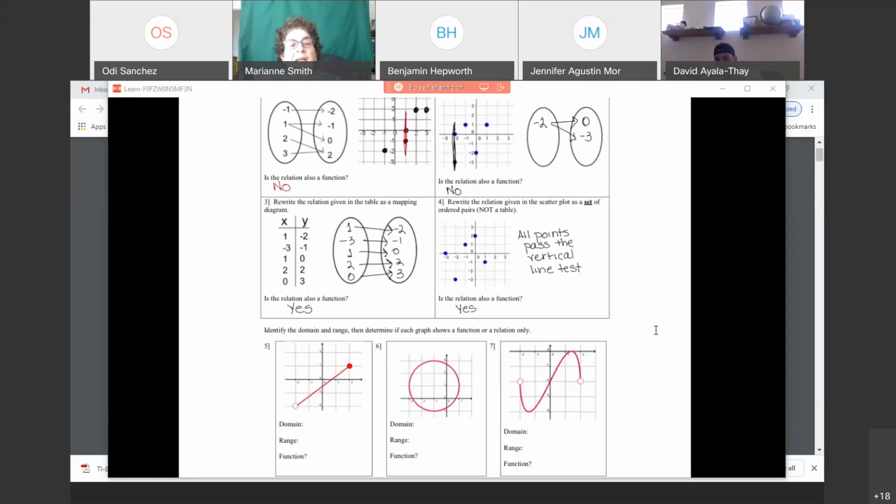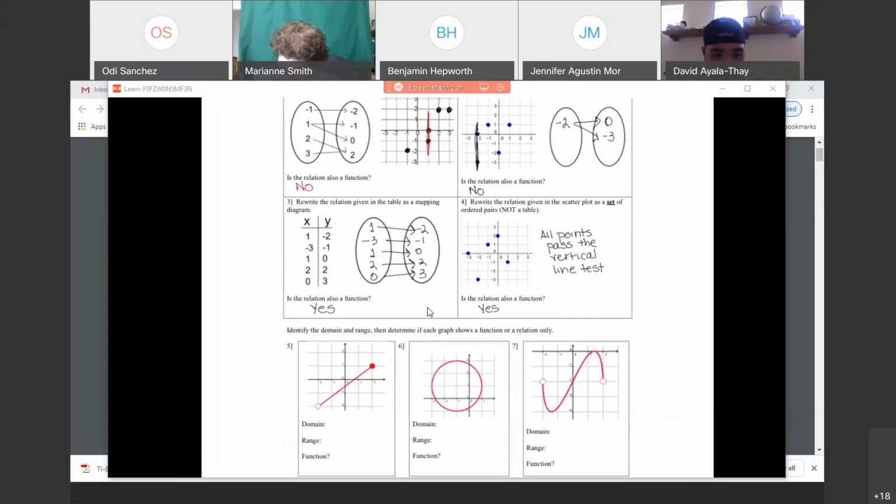Why do you say 3 is not a function, Jasmine? Oh, because 1 goes to 2 different things. Good for you. Okay. See what she noticed? She noticed this. Okay. So what I could have done was I could have done it like this. I could have said 1 goes to 2 and 1 goes to 0. Good for you, Jasmine. Thank you. Okay, 2 outputs.